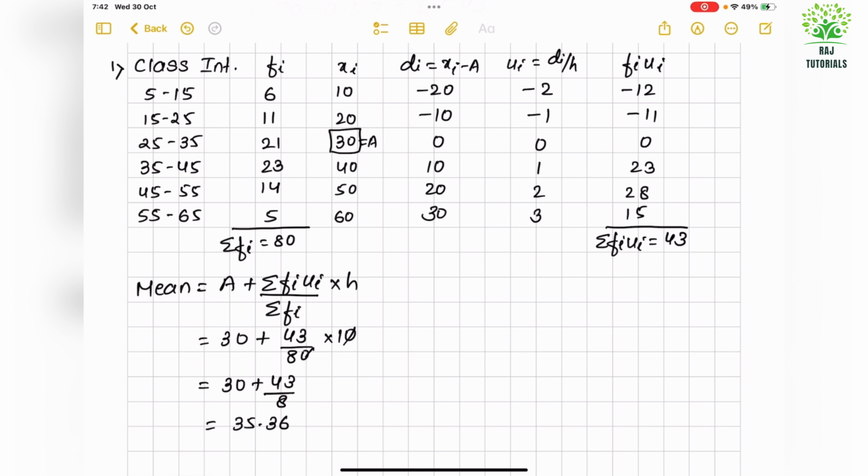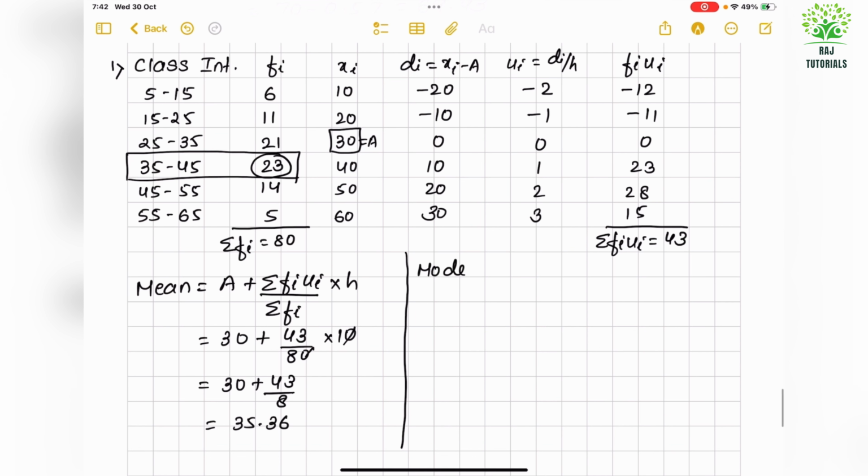First of all I have to find the modal class. So to find the modal class I am searching in fi the maximum value. So maximum value is 23. So I will take this as the modal class because it is forming the modal class. So now mode, let me write the formula first so I know all the values. L plus f1 minus f0 upon 2 f1 minus f0 minus f2 into h.